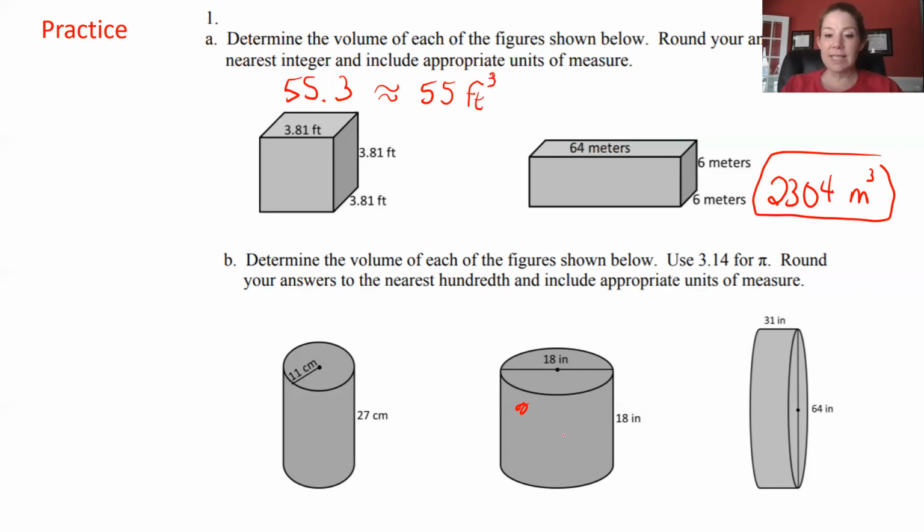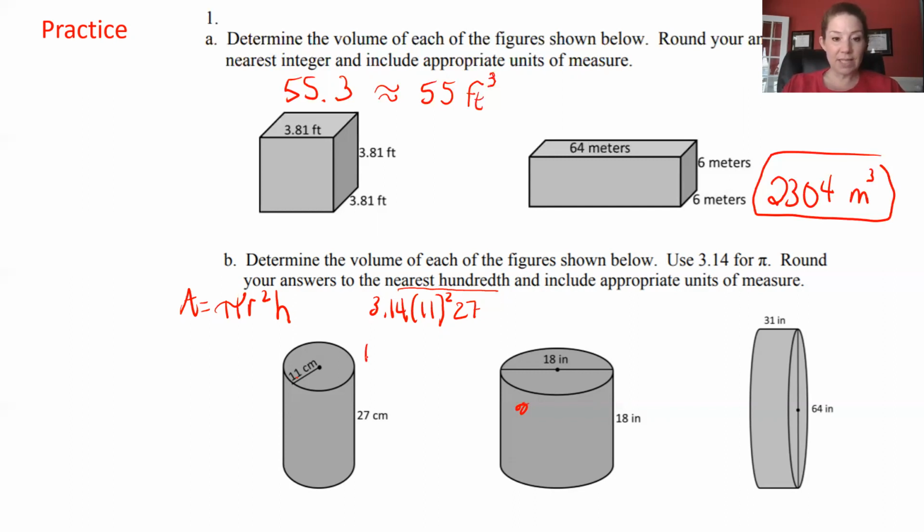And then letter B, these are all cylinders. So we're going to find the area of the base. It tells us to use 3.14 for pi, and it says round our answers to the nearest hundredths. So first we find the area of the base and then multiply it by the height. So we're going to do 3.14 times 11 squared times 27. That parentheses, of course, means multiplication. So that's just a big multiplication problem.